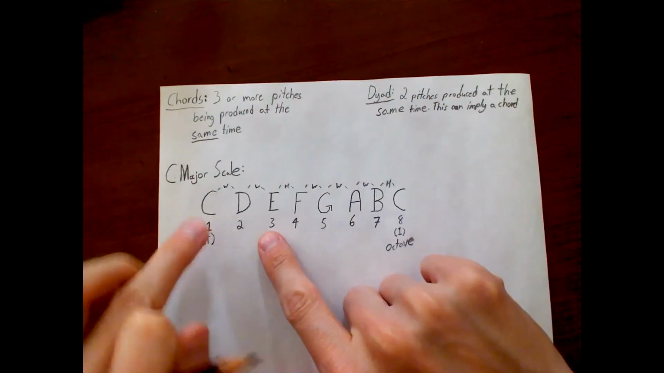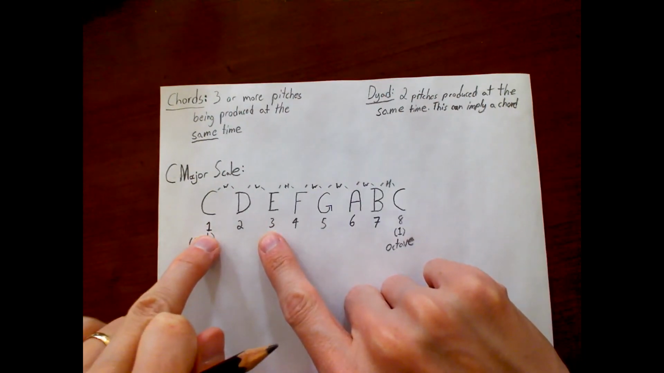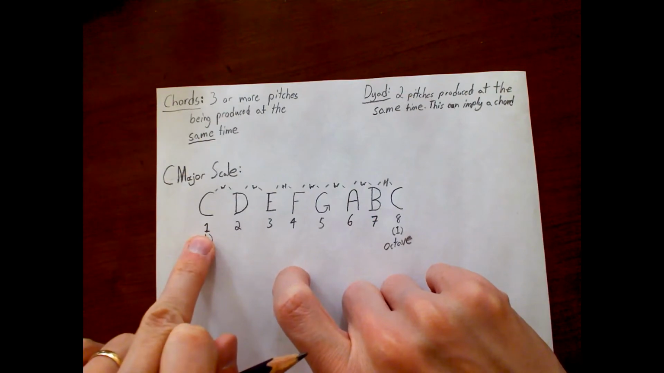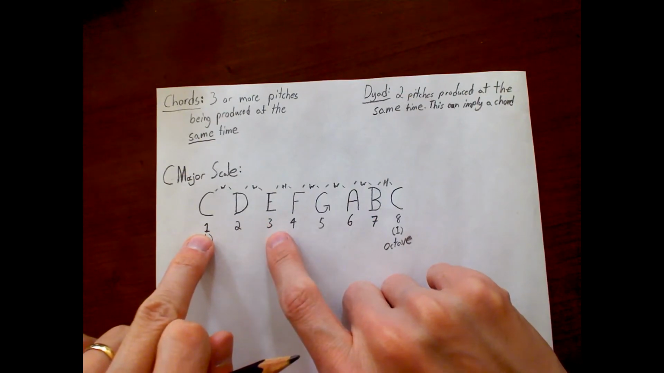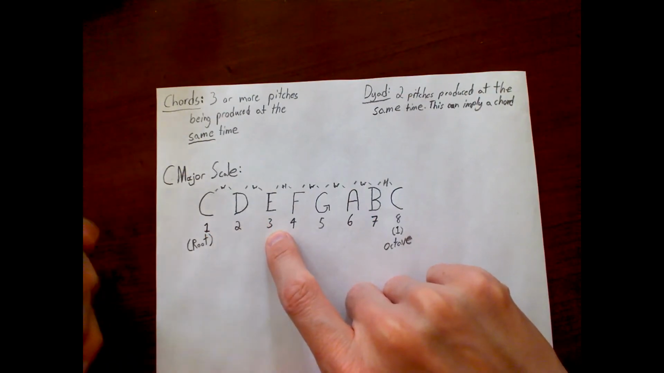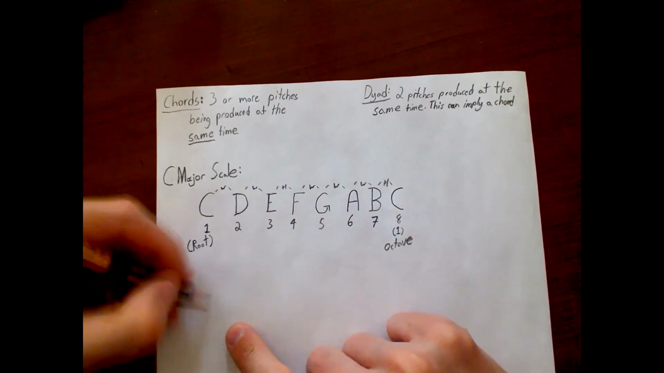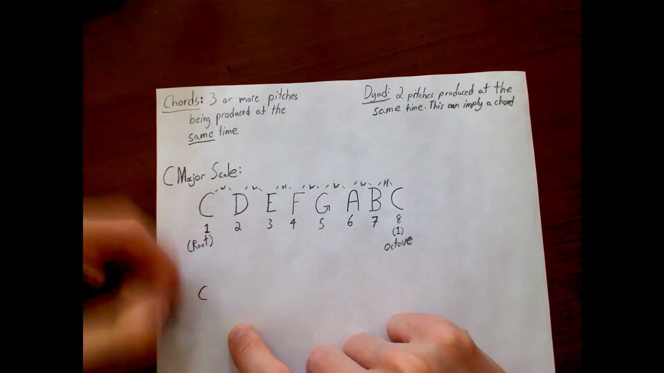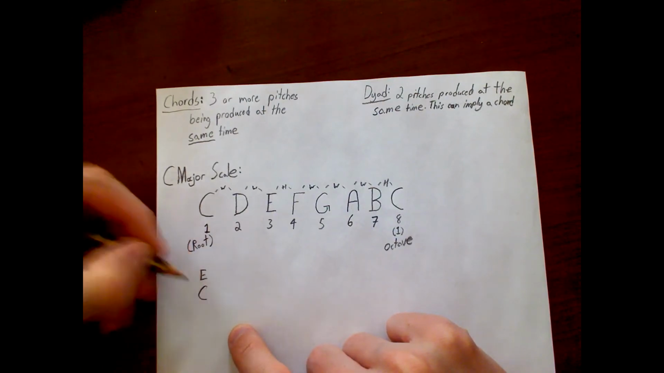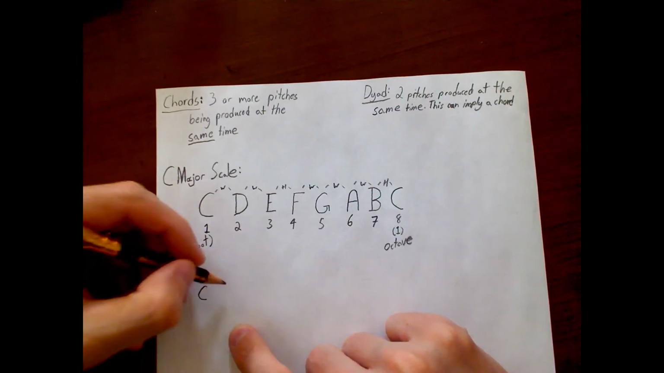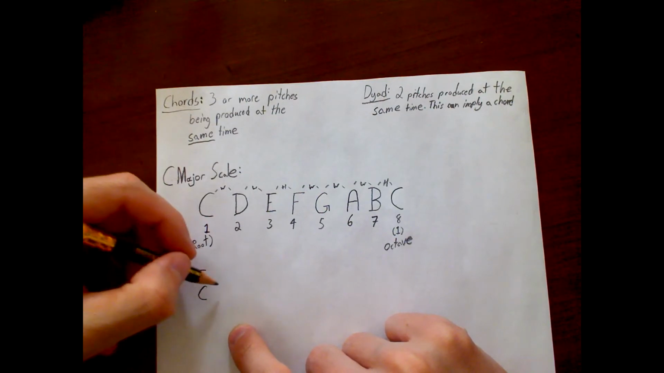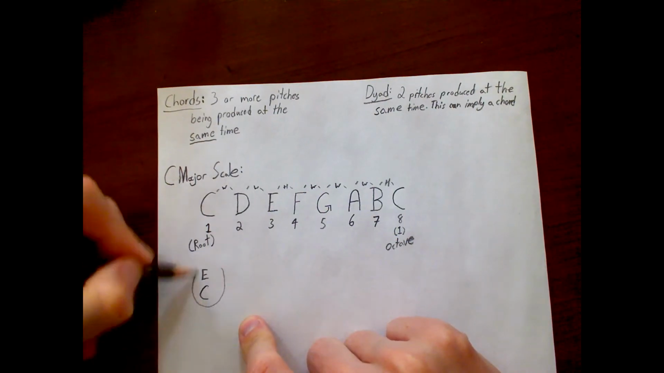Just stand by for that. What we're going to do is go from the first pitch of the scale, the root, C, and we're going to go up to the third pitch of this, and that's going to be E. So if we were to have C and E at the same time, this would be what we call a dyad, okay?